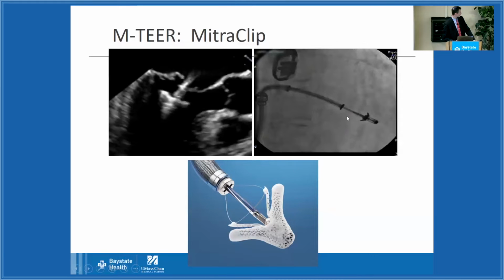Here's what it looks like on X-ray. And you see why the ultrasound's important, because you can't see the valve on X-ray. And then here's the super close-up zoom in of the clip, so you can see this is what's being passed around. One leaflet goes here, captured by this gripper. The other leaflet goes here, captured by this gripper, and then the whole clip pulls them together.